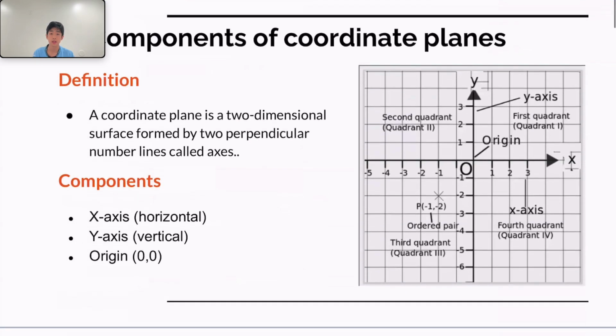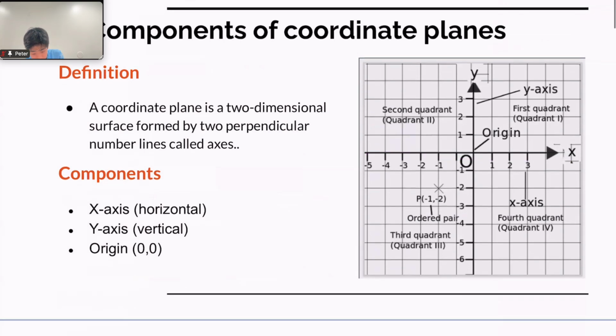First, we're gonna take a look at the components of coordinate planes. The definition of a coordinate plane is a two-dimensional surface formed by two perpendicular lines called axes. The components of the coordinate planes include the x-axis, which is the horizontal line, as we see here, and the y-axis, which is the vertical line, perpendicular to the horizontal line.